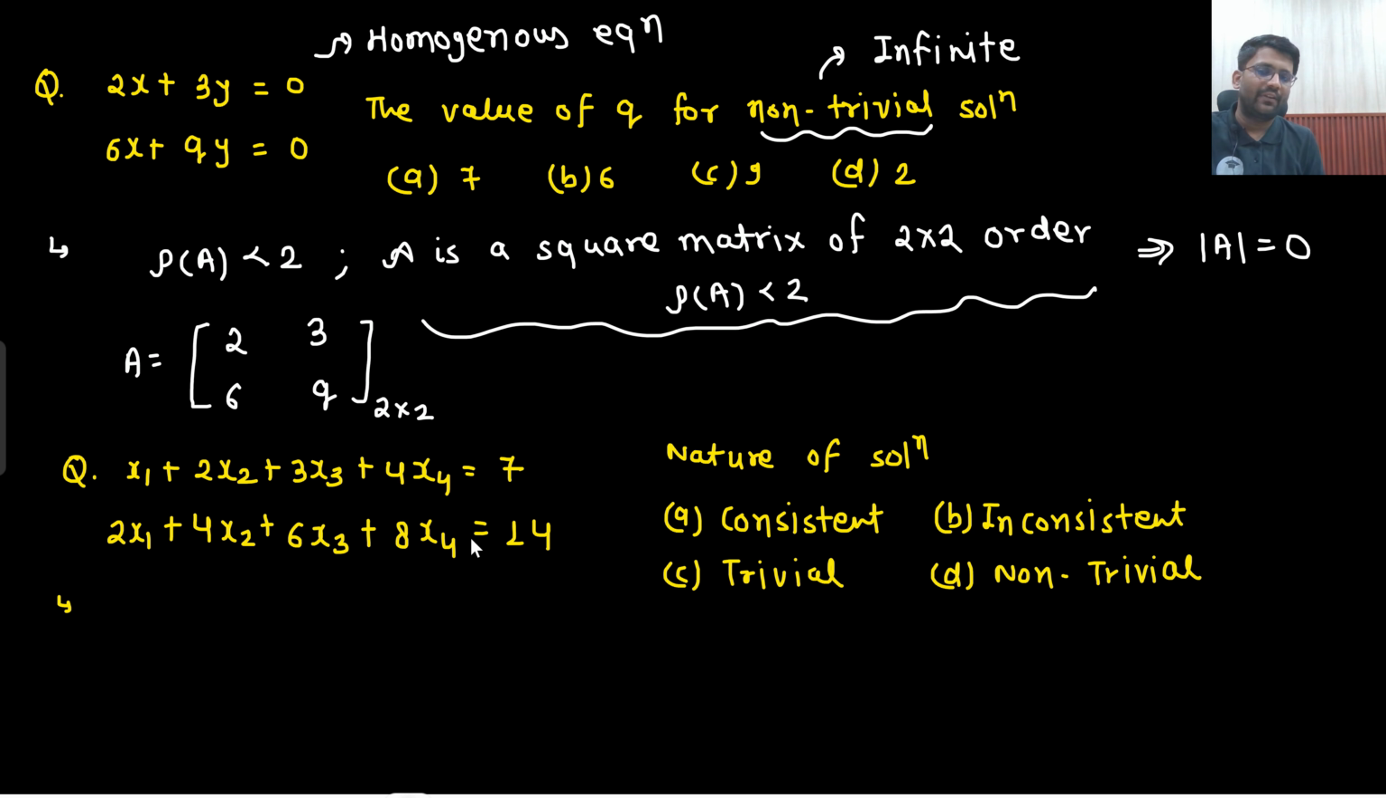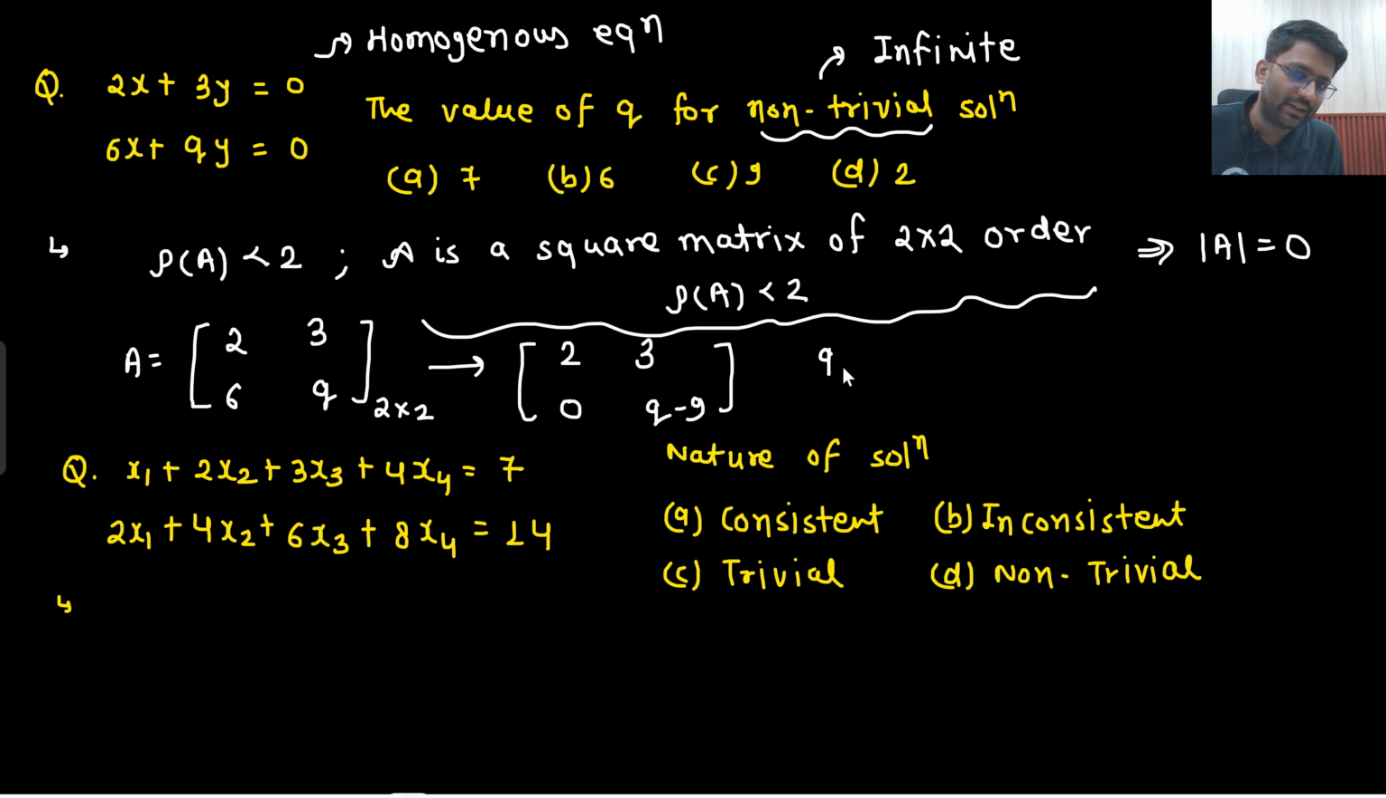Or you can convert it into row echelon form. How will I convert it into row echelon form? This will be 2, 3. Do thrice of this and it will become 0. Do thrice of this, it will become q minus 9. What do I want? Rank of A should be less than 2, so this value I want to be 0, because rank of A less than 2 means the rank of A has to be 1. So I want q minus 9 to be 0. The value of q you will be getting is 9.